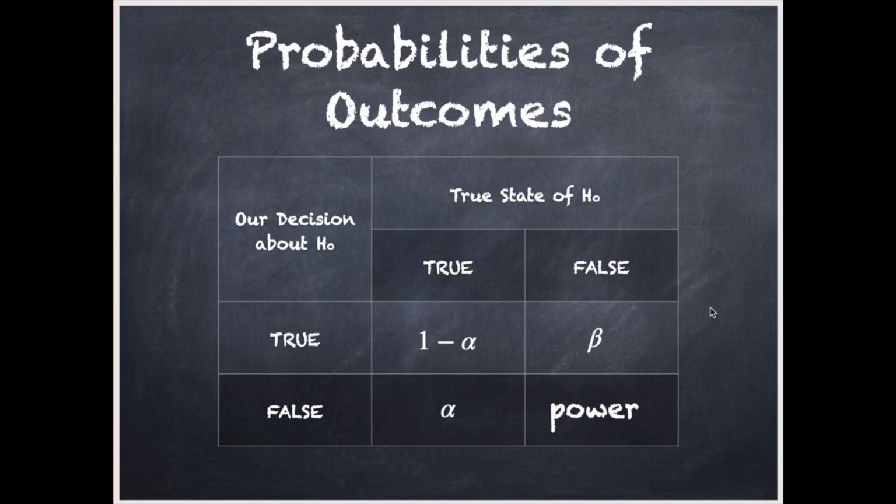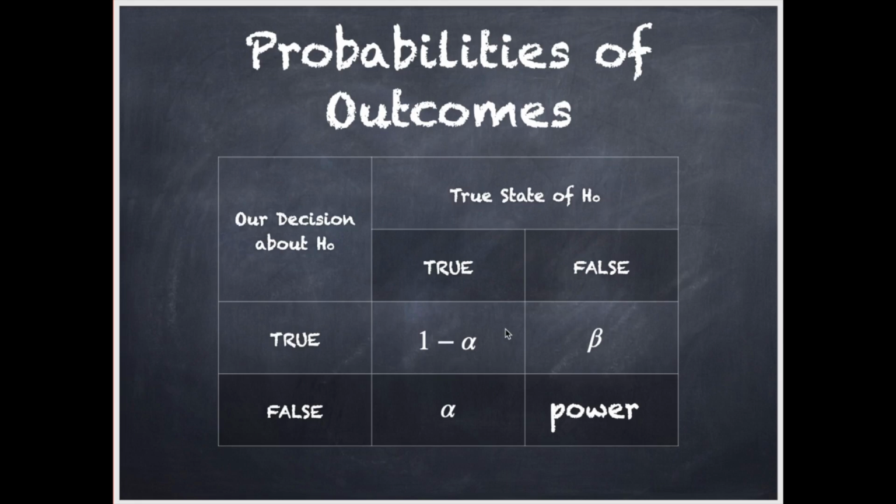And then the probability of rejecting the null hypothesis when in fact the null hypothesis is false, that is power. Okay, now the columns add to 1, right? And that's clear from these two entries here. 1 minus alpha plus alpha obviously is 1.